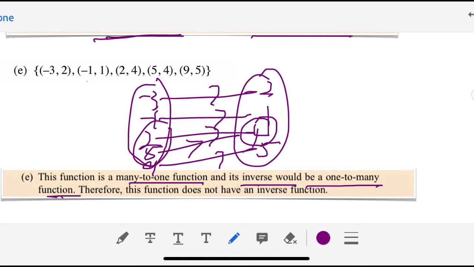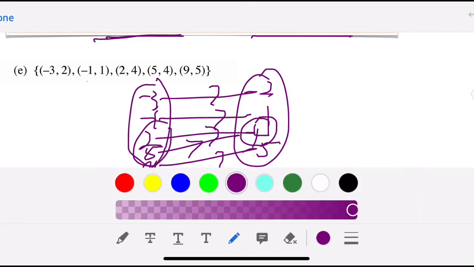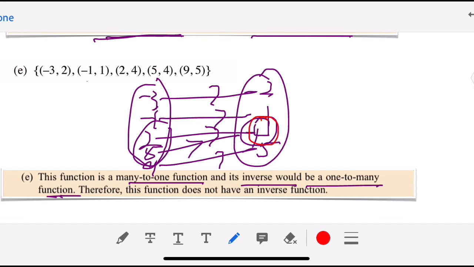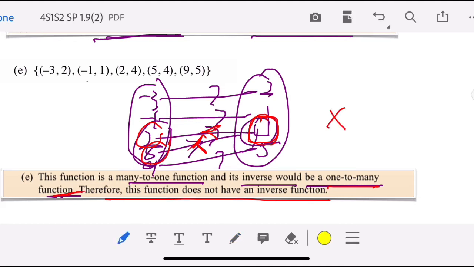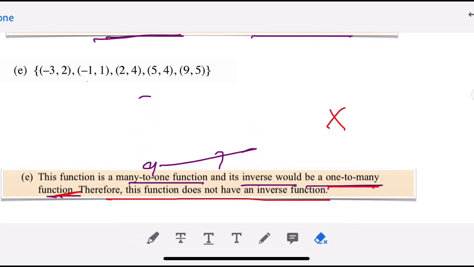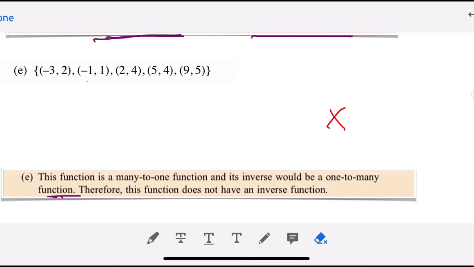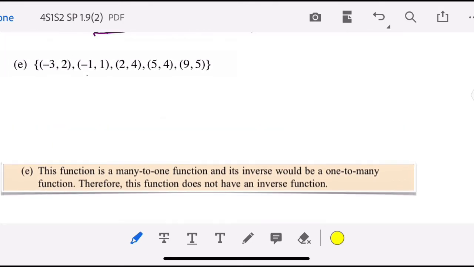So if you inverse, let me show you how to do inverse. This is the object. Now if you inverse, the arrow will be reversed, and these two are the images. Therefore, it becomes a one-to-many function. Hence, the function does not have an inverse function. Understand?